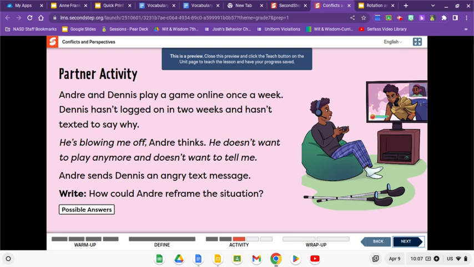Andre and Dennis play a game online once a week. Dennis hasn't logged on in 2 weeks and hasn't texted to say why. He's blowing me off, Andre thinks. He doesn't want to play anymore and doesn't want to tell me. Andre sends Dennis an angry text message.